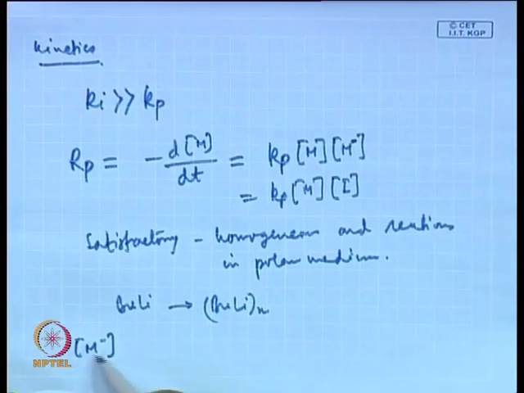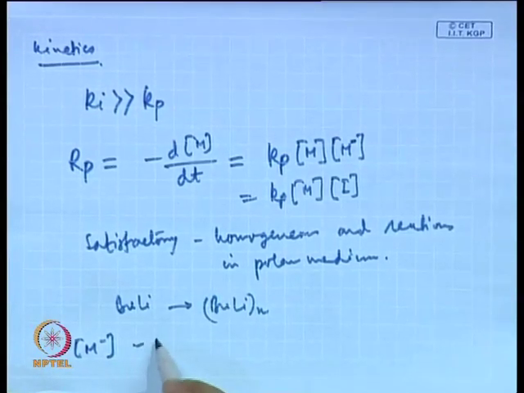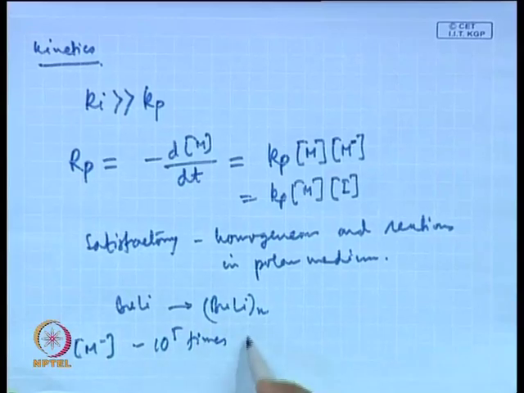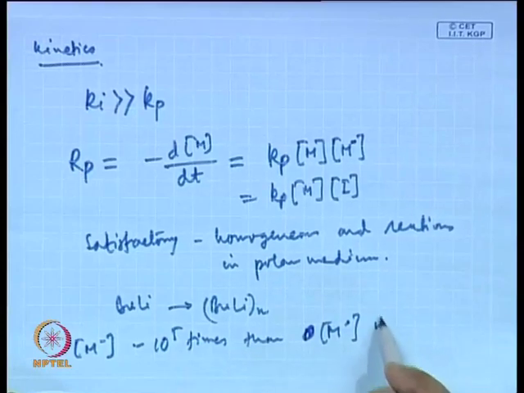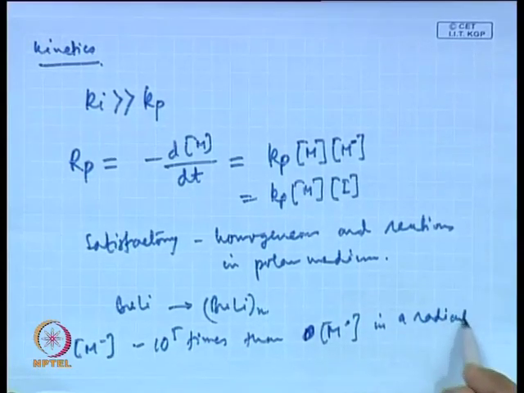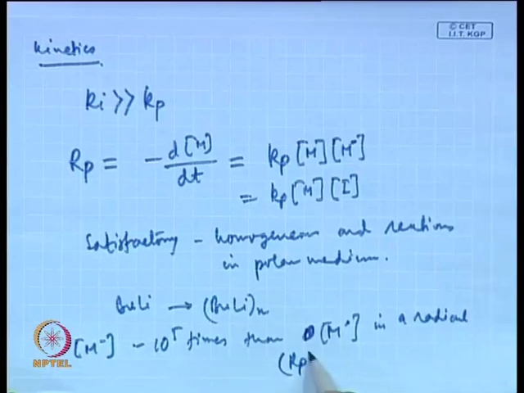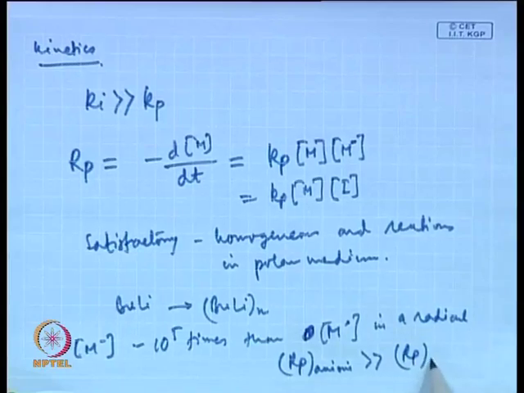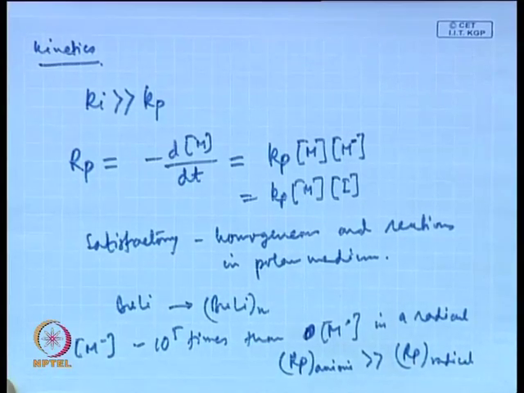For example, the concentration of anionic species is almost 10 to the power 5 times higher than M dot in a radical chain polymerization, which makes R p for anionic much higher than R p for radical, and that is why these anionic reactions get over in a very short time, even in a few seconds. Sometimes the reaction is so fast that in a fraction of a second this polymerization is completed.